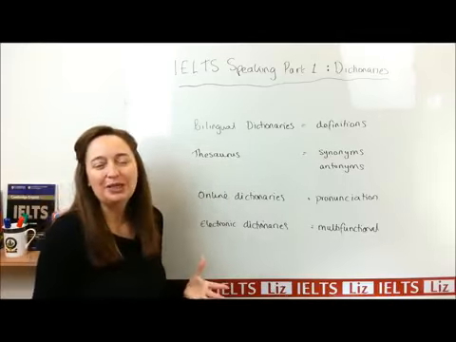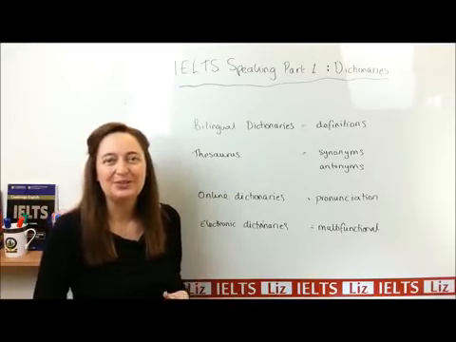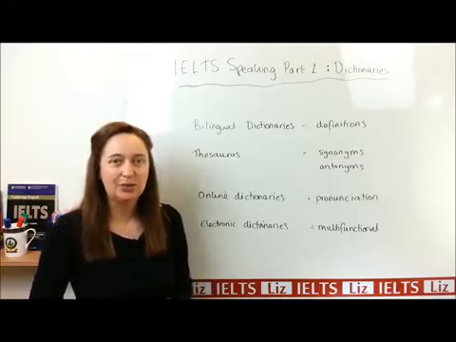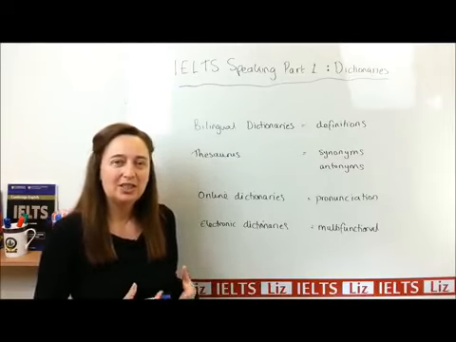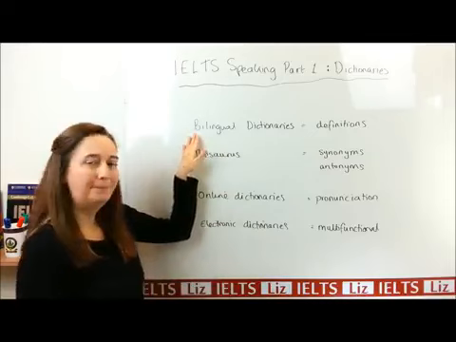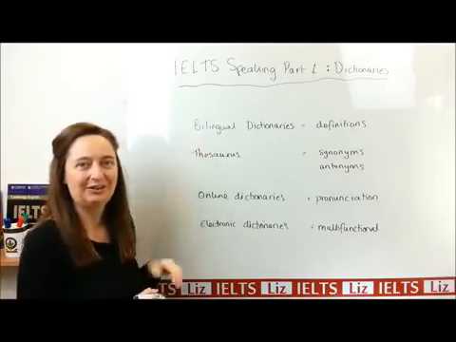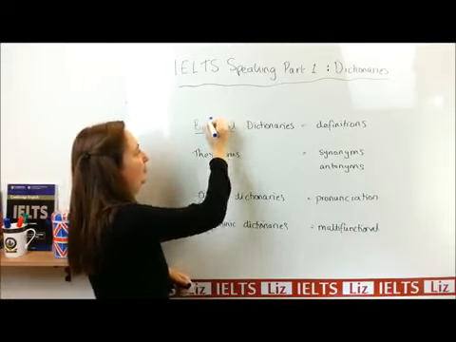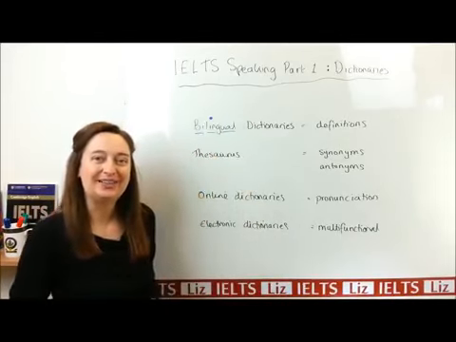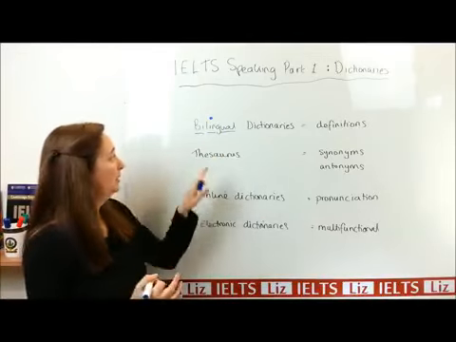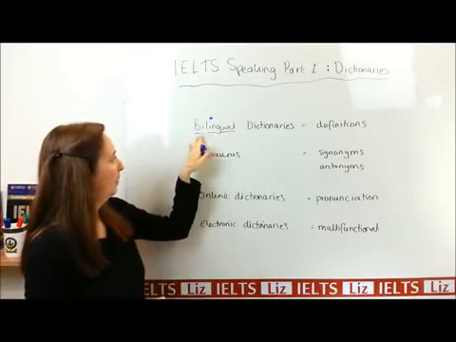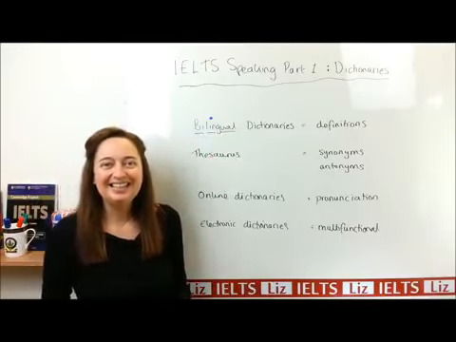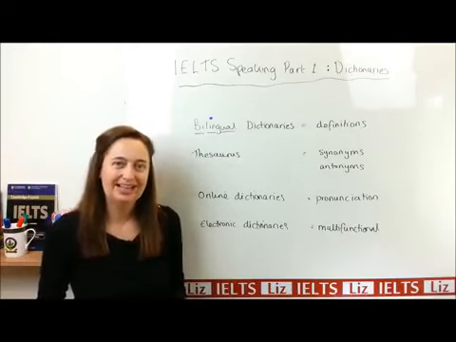Well, of course, we use dictionaries mainly to get a definition so that we can understand the word. But let's look at another kind of dictionary. That is a bilingual dictionary. Bilingual. So 3 syllables, bilingual. Now, a bilingual dictionary is a dictionary with 2 languages.